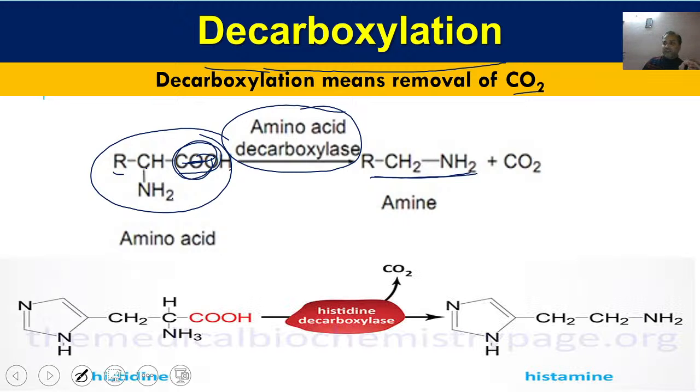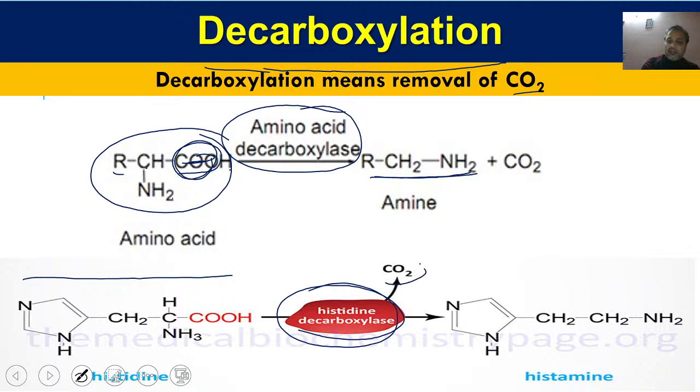Like here, one example is histidine. Histidine is a basic amino acid. We know that we have 3 basic amino acids: arginine, histidine and lysine. Here we have histidine decarboxylase enzyme, which, as I told you, for every amino acid we require a specific enzyme. It removes the carbon dioxide from here. Ultimately we will get histamine, that is an amine derivative of histidine.